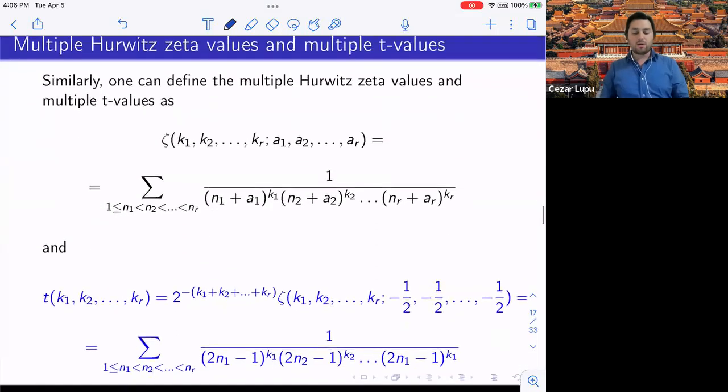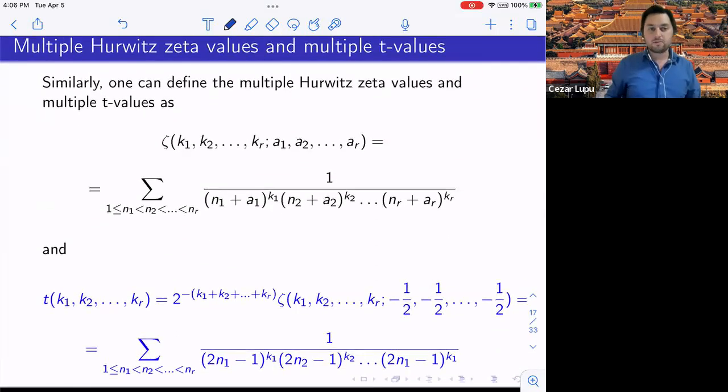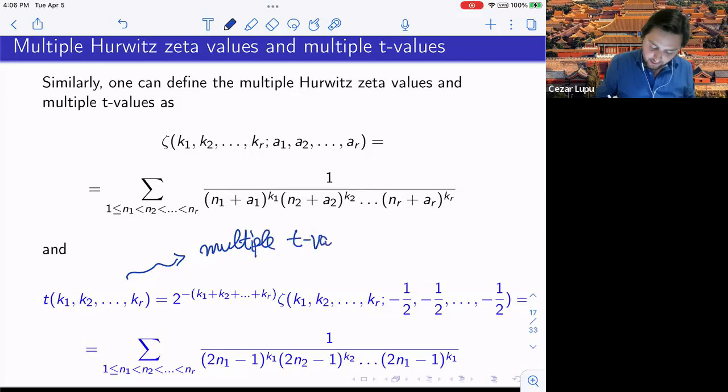So, in the same way, we can define the multiple t values, which come from this. Well, in the same way, we can first define multiple Hurwitz zeta values, zeta of k1, ..., kr, a1, ..., ar. But we're more interested in this special case of multiple Hurwitz zeta values, which we call multiple t values. And in fact, they're pretty recent, as we will see.